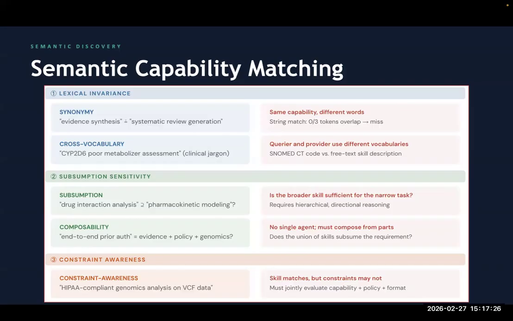Subsumption sensitivity is pretty important, right? Because you might ask for a certain skill set, drug interaction analysis, and you need to know whether another capability being offered, pharmacokinetic modeling, is a subset of drug interaction analysis. Can drug interaction analysis do everything pharmacokinetic modeling can do and more, or vice versa? And then composability. Maybe no single skill can solve a task, but you know that a couple of skills strung together can. This is a very challenging aspect of the semantic capability matching problem. And then constraint awareness, HIPAA compliance, et cetera. You need to do some filtering on some basic constraints, which is important.